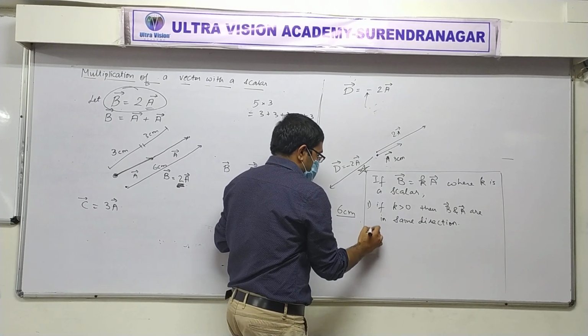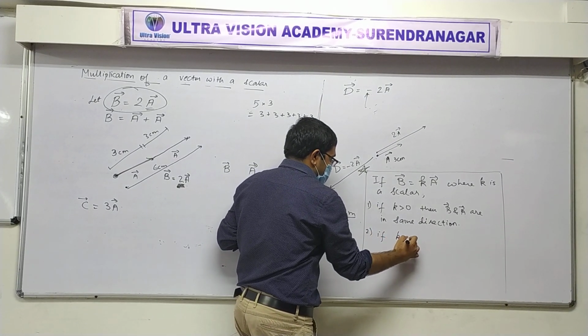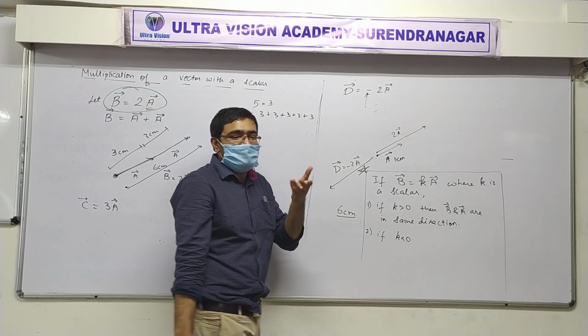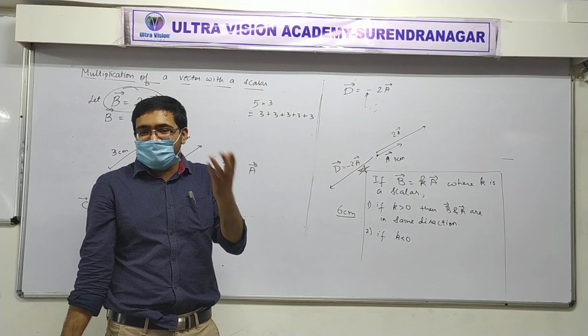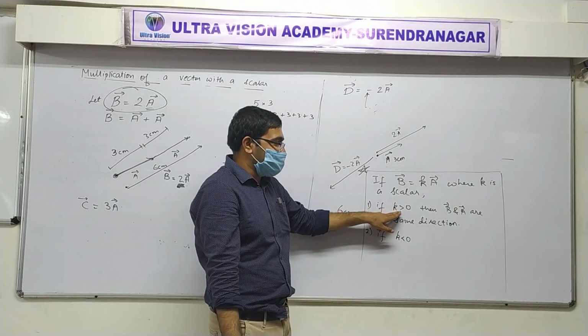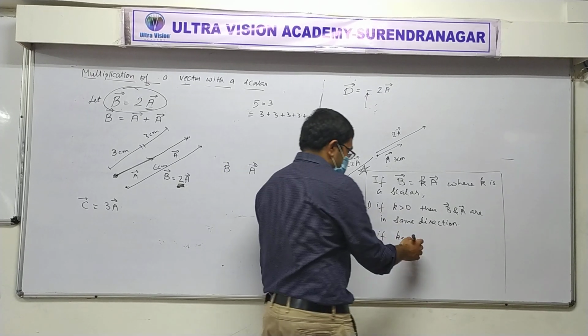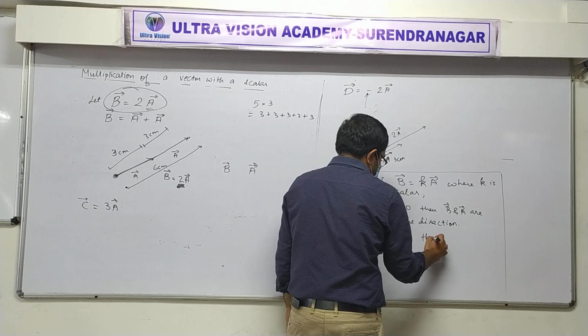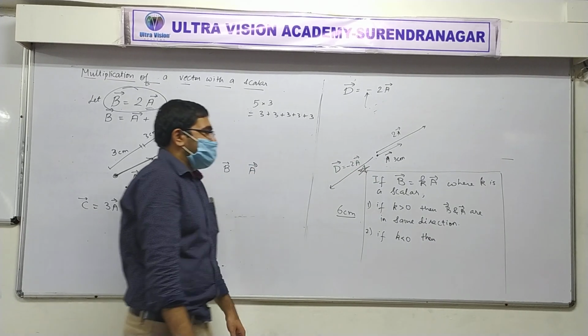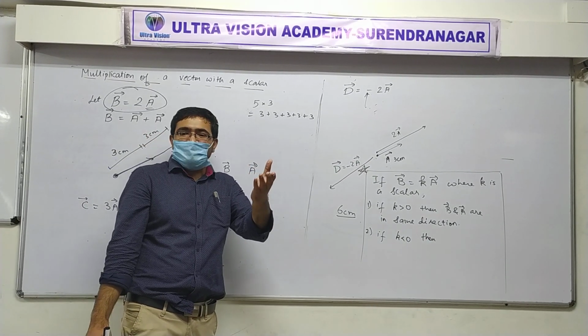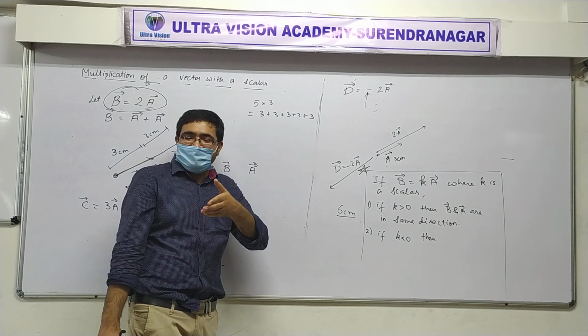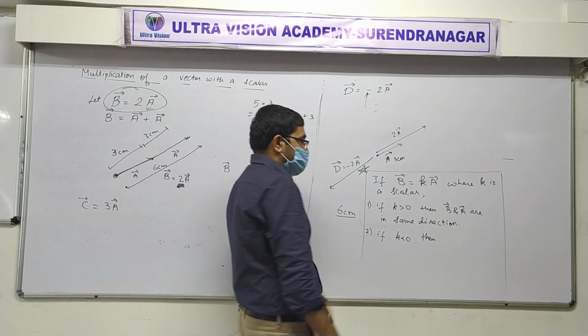So second part. If k is less than 0 નો meaning શું થાય? Negative. Greater than 0 positive. Positive લખો હોય તો તમે positive લખો and negative. If k is negative, that is less than 0, then what should I write? B vector and A vector are in opposite direction.